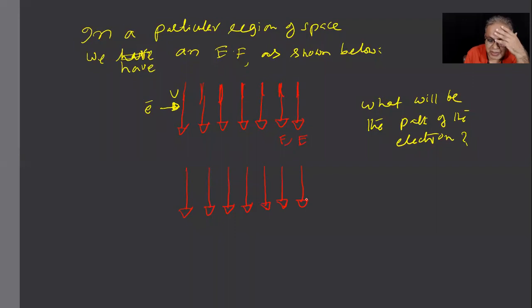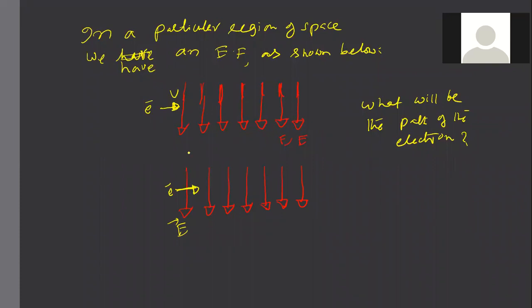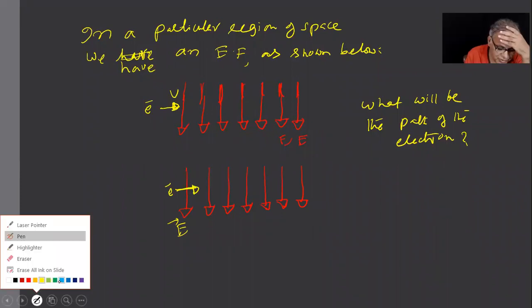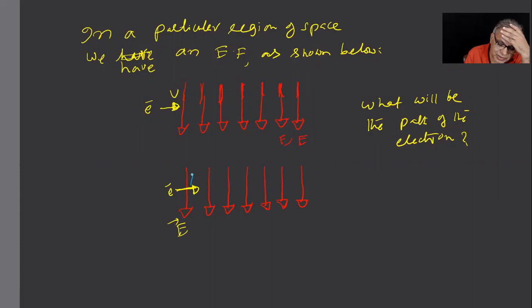See, I did not show any plus minus here. The electron enters this way with velocity. But what will be the direction of force on the electron? This is the direction of E. So what is the direction of force on the electron? Opposite to E, that is upwards. The force is upwards like this. So because of this, it will turn, right?